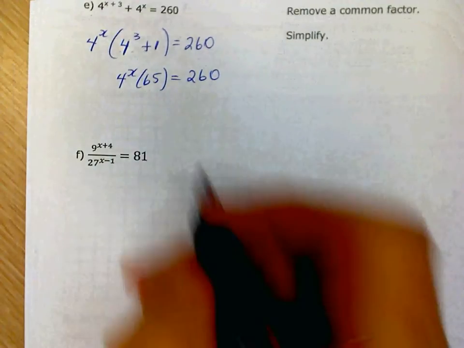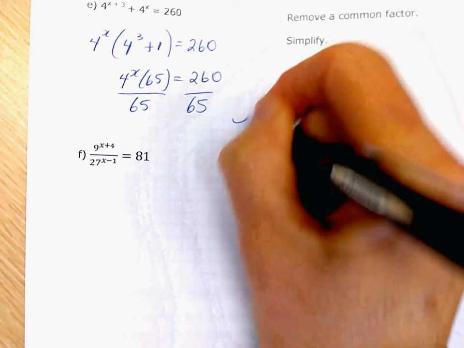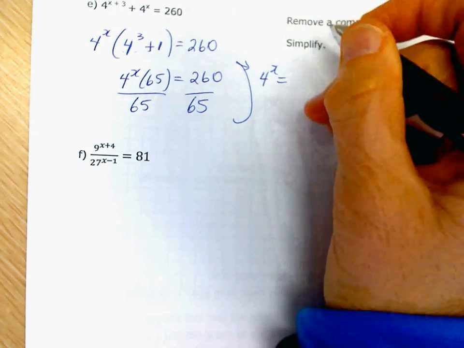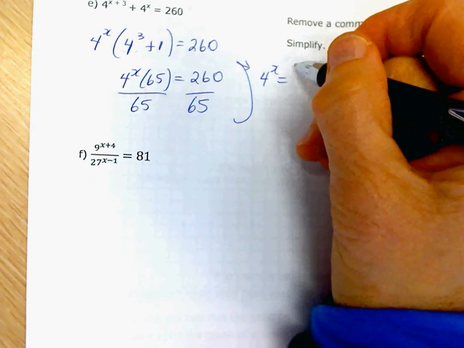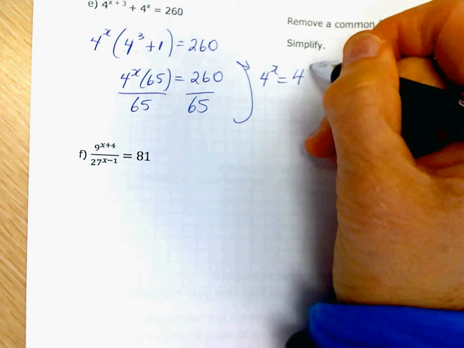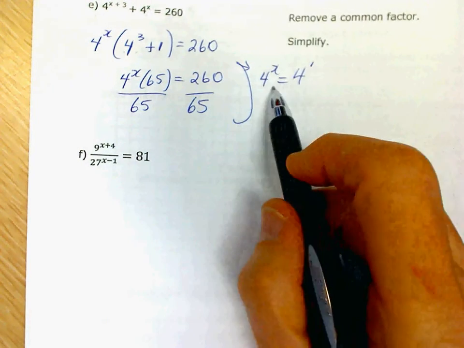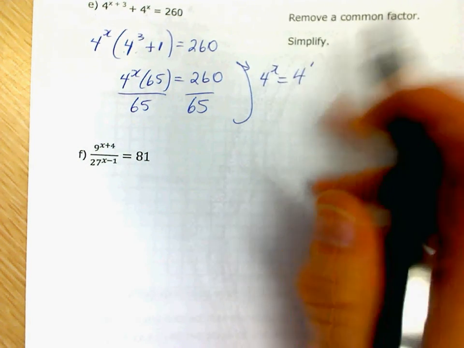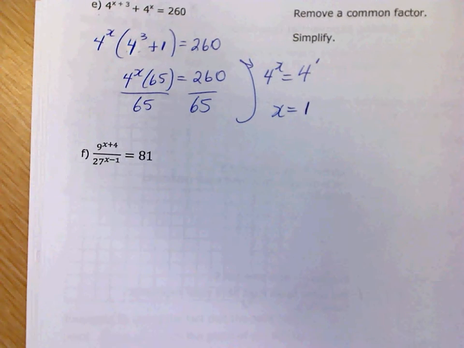Divide both sides by 65, and that will give us 4 to the x equals 260 divided by 65 is 4. And that 4 is in effect 4 to the 1, right? So now we have two equal bases. We know the exponents must be equal, therefore x equals 1. Yes?